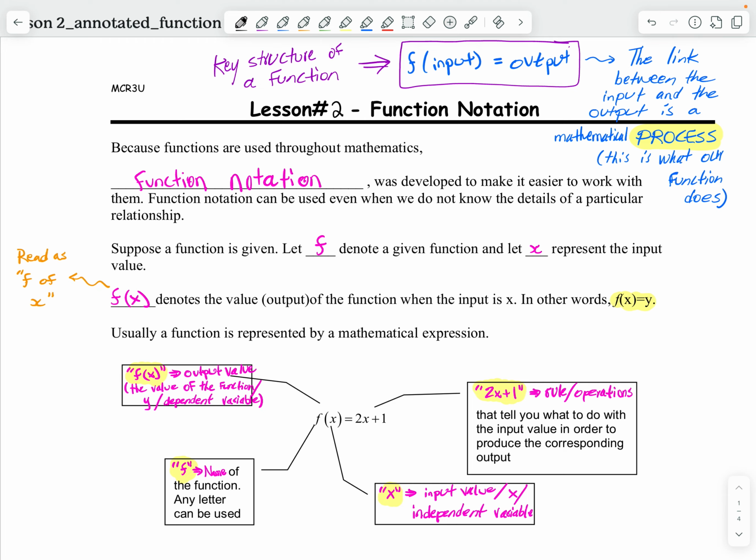This time we're looking at function notation. So quite a few things here that we want to go over.